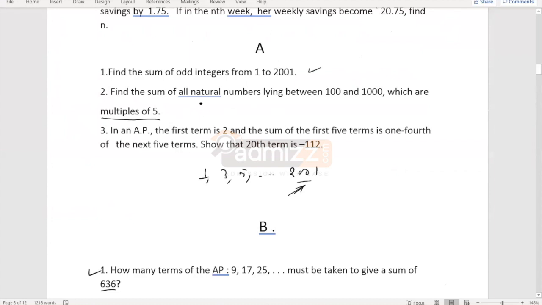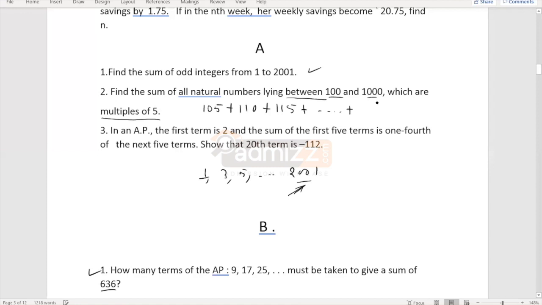This first one is easy, but I will say the second one. All natural numbers lying between 100 to, between words is used here. Now see, between 100 to this, which are multiple of 5. So multiples of 5 starting after 100, which terms will come? Multiple of 5: 105 plus 110 plus 115 plus, in this way last term.